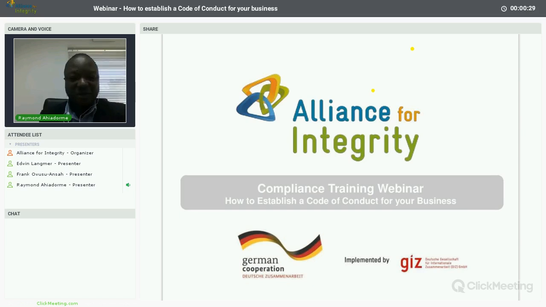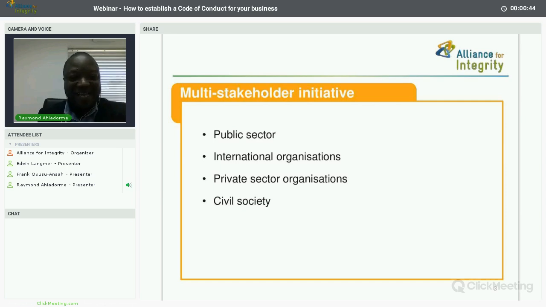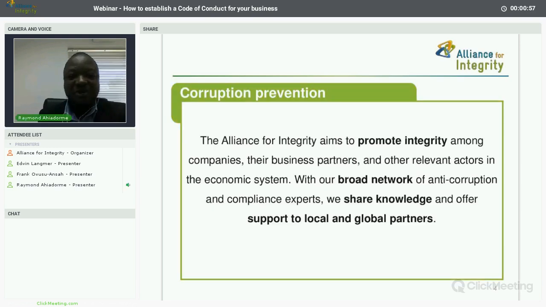Before we start the topic for today, we would now take our time and know what the Alliance for Integrity is, for those of us who are getting engaged with the Alliance for Integrity for the first time. So by way of background, the Alliance for Integrity is a multi-stakeholder initiative that involves stakeholders from the public sector, international organizations, private sector, and then also civil society. And what we do is we promote integrity within the economic system.